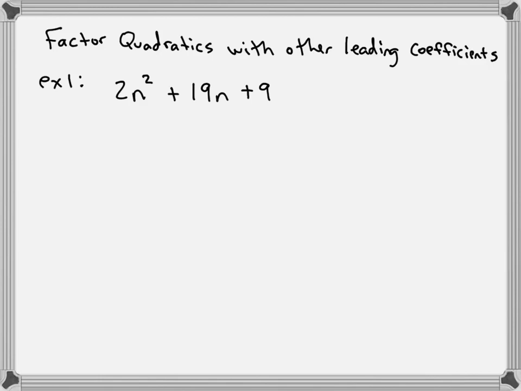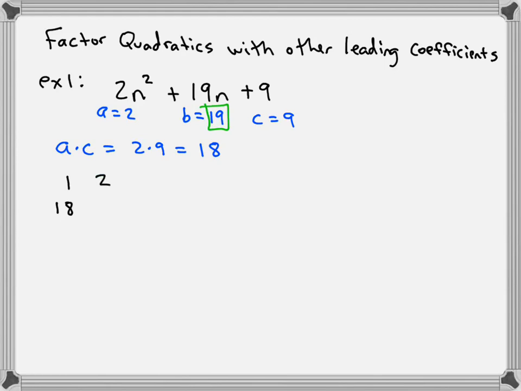So we want to first identify our a, b, and c. So a equals 2, b equals 19, and c equals 9. We then take our a times c, which is 2 times 9, to give us an 18. We then list our factors of 18, and we are trying to find the ones that add up to that b value. So my factors are 1 and 18, 2 and 9, 3 and 6, and the 1 and 18 would add up to give me the 19 we were looking for.